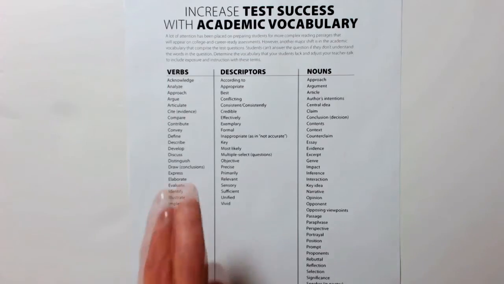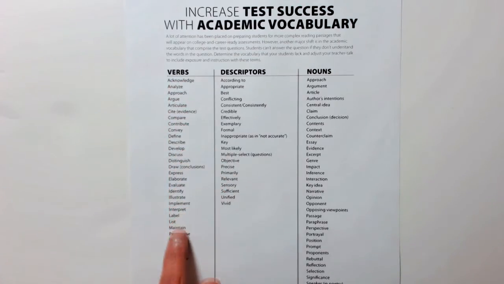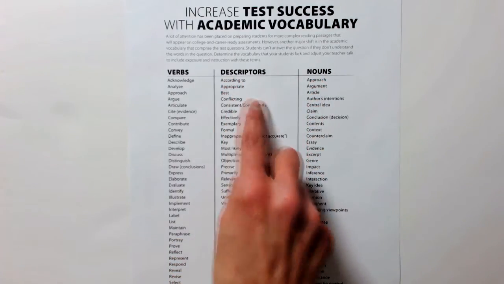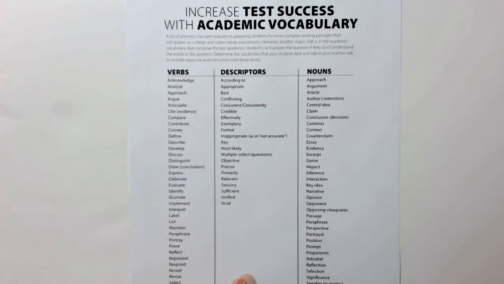There's been a major shift in the academic vocabulary students will face on standardized assessments. After looking through a variety of state and national resources, I've put together a list of some of the most common terms I'm seeing on college and career-ready assessments. It's the verbs, but it's also the nouns and the adjectives or descriptive phrases that may be new and unfamiliar to students. You can download this list within the article that corresponds with this video on our website.